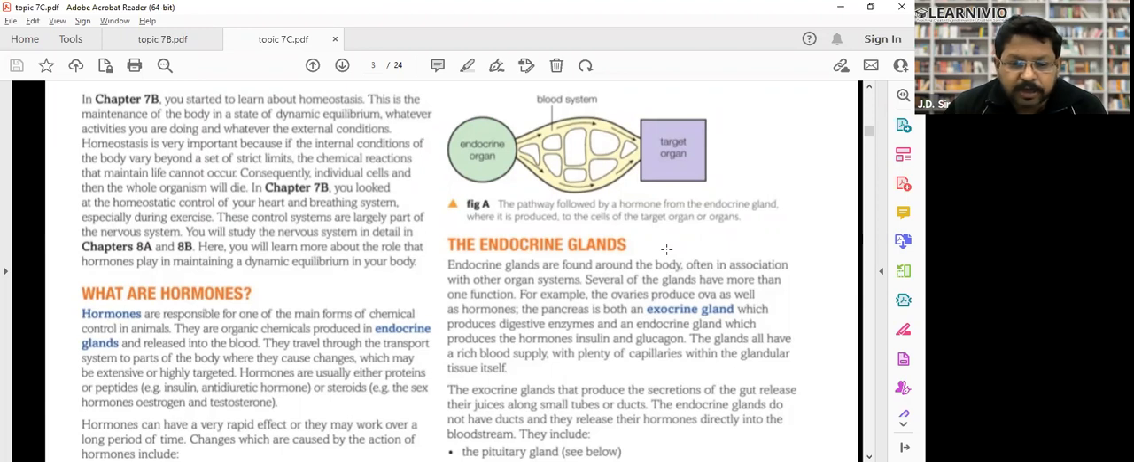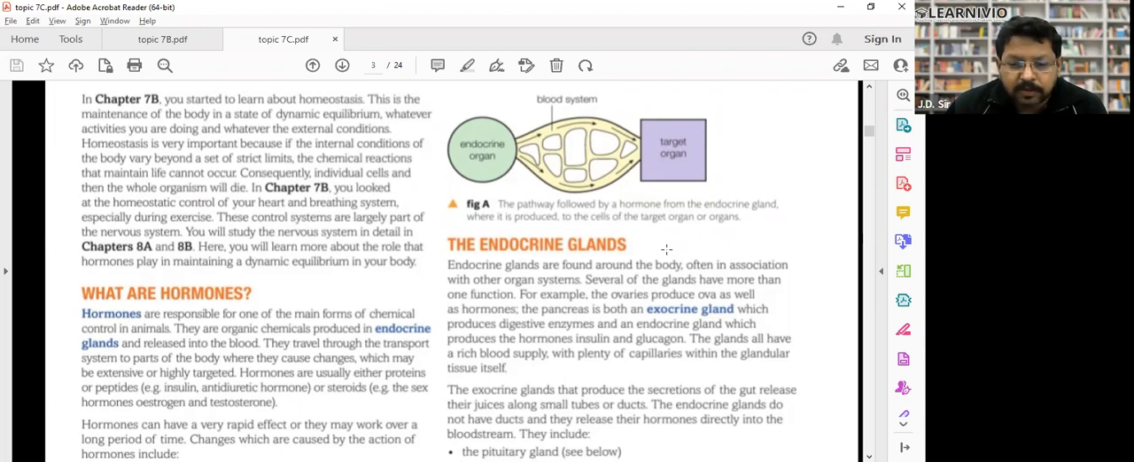Exocrine glands produce digestive enzymes. What are exocrine glands? They are the glands which have a duct, like the liver. The liver has a bile duct which releases bile into the intestine. Generally, exocrine glands are enzyme-producing glands; they have ducts and do not release their secretion into the blood. They release it into the target organ with the help of their tube or duct, producing digestive enzymes, while endocrine glands produce hormones, like insulin and glucagon.